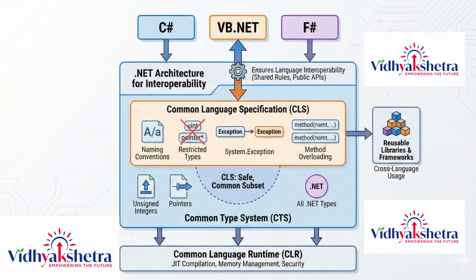In summary, the Common Language Specification is a crucial component of the .NET architecture. It defines a standard set of rules that ensure code written in one language can be used by another language without issues. By enforcing consistent naming, type usage, accessibility, and behavior, CLS enables true language interoperability. While developers may not interact with CLS directly every day, it plays a vital role behind the scenes. Understanding CLS helps developers design better APIs, create reusable libraries, and fully appreciate the multi-language power of the .NET platform.